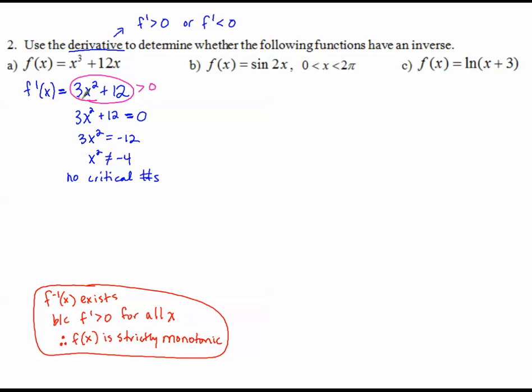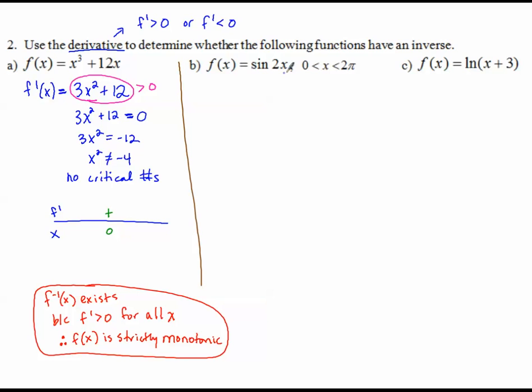Now, if we weren't able to tell just by looking that it was going to be positive, then we'd go ahead and make our number line. Our number line doesn't have any critical numbers on it, and then I can pick a test value and plug it in. This is kind of a waste of time because if there are no critical numbers, the derivative is never going to change sign. So 0 plugged in is always positive, therefore we can conclude with that. Let's take a look at B.